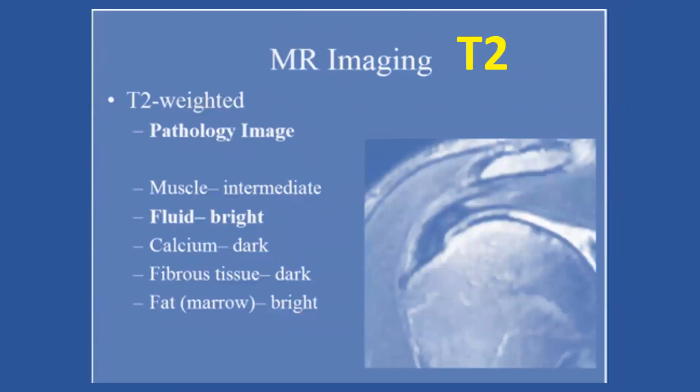T2. This is the same case, T2. Look at the joint. You begin to see that there is a bright area. This is T2 because we know fluid is bright on T2. Look at the proximal humerus. There is no fat. At times we use T2 with fat saturation. It increases the brightness. But what is present? Muscle. It's gray, present in both to be gray. Calcium is dark. So you have to know these, please. Please know it.